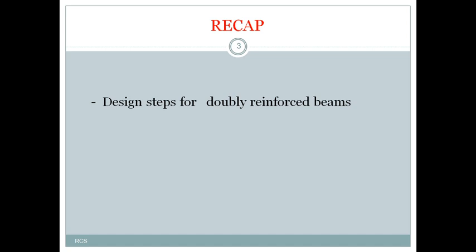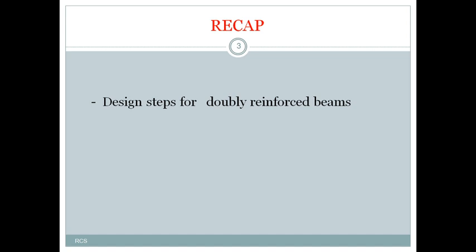If the factored bending moment is greater than the limiting bending moment, then we go for the design of a doubly reinforced beam. If Mu, the factored bending moment, is less than Mu limit, then we go for the design of a singly reinforced beam. Then we discussed how to calculate fsc. fsc is the stress in compression reinforcement, which can be calculated based on the d dash by d ratio and grade of steel, from Table F of SP16.